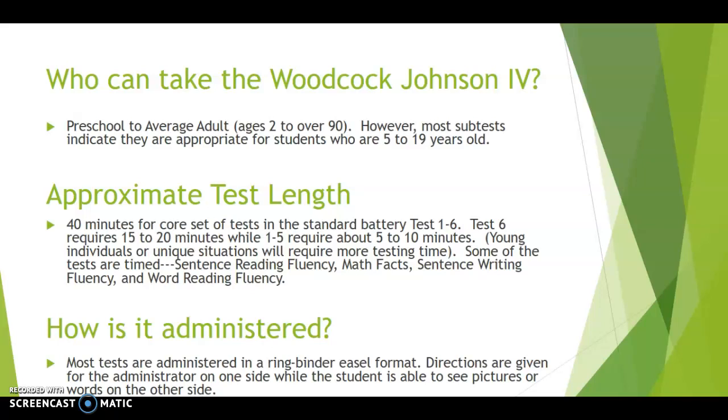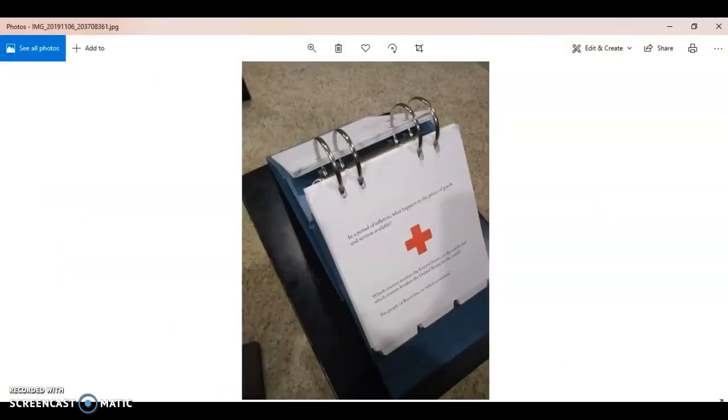And how is it administered? It's administered through a 3-ring binder easel format. The directions are given on one side, and then the student is able to see pictures or words on the other side. I just wanted to show you a picture of an easel. This is the easel that I use when I am administering Woodcock-Johnson tests. Once you set it up, you can see where the red plus sign would be, where the student would read the information or say what the answer is, and the person administering the test would be on the other side of the easel.